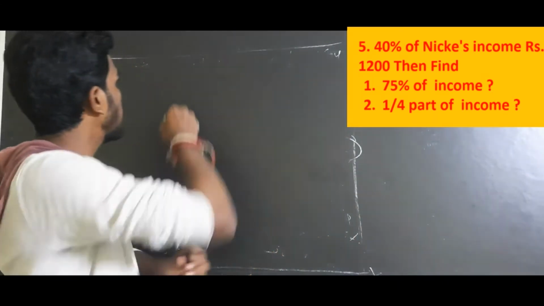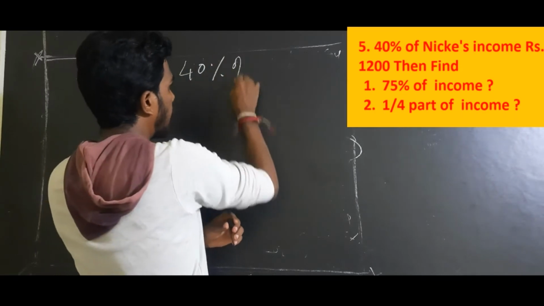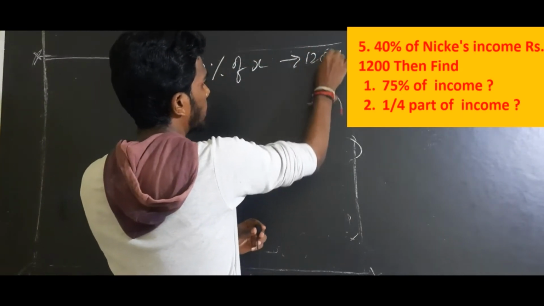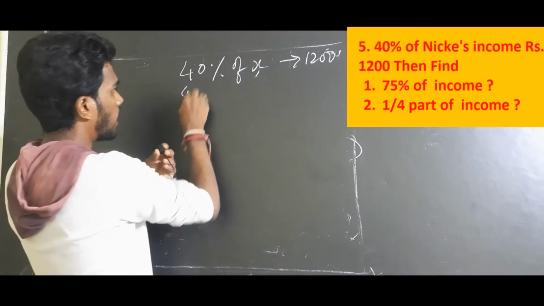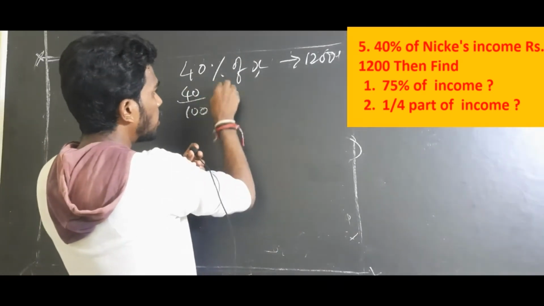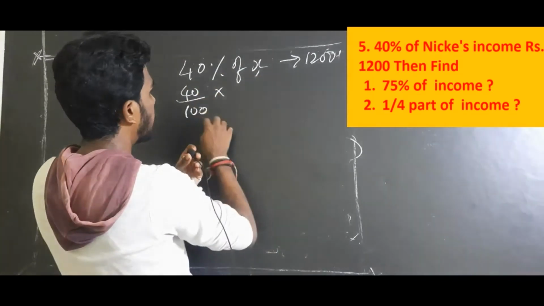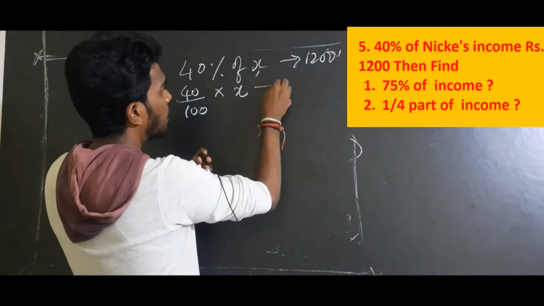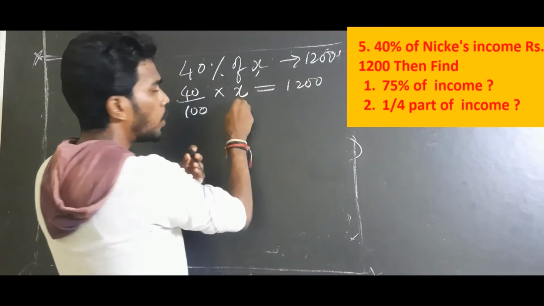So 40% of something is making 1,200. What is that something? So 40 divided by 100, because 40% of the income is 1,200, right? 40 divided by 100 into this x will give you 1,200. So how will we find the total amount?